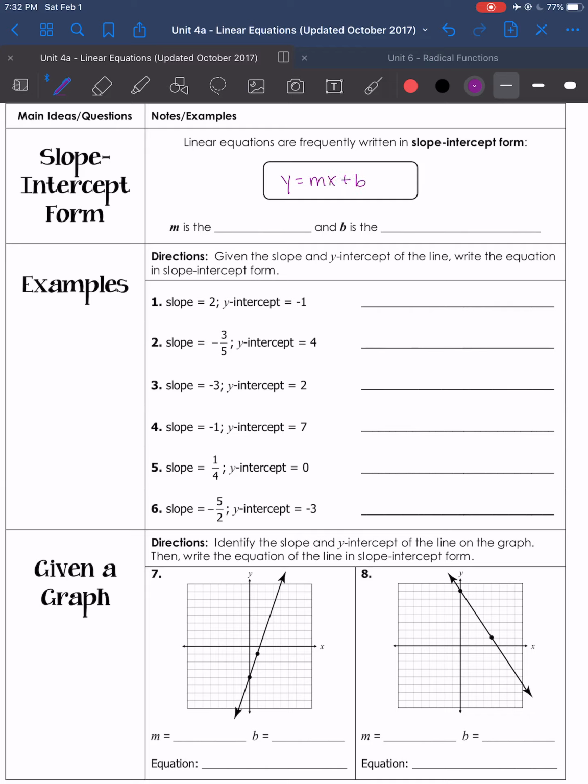This is something I would commit to your memory because we will be using it a lot from now on. So m is the slope and b is the y-intercept. The y-intercept is where it crosses the y-axis. I'm not going to do all 6 examples here. I'm going to do half of them, and the other 3 I will leave for you.